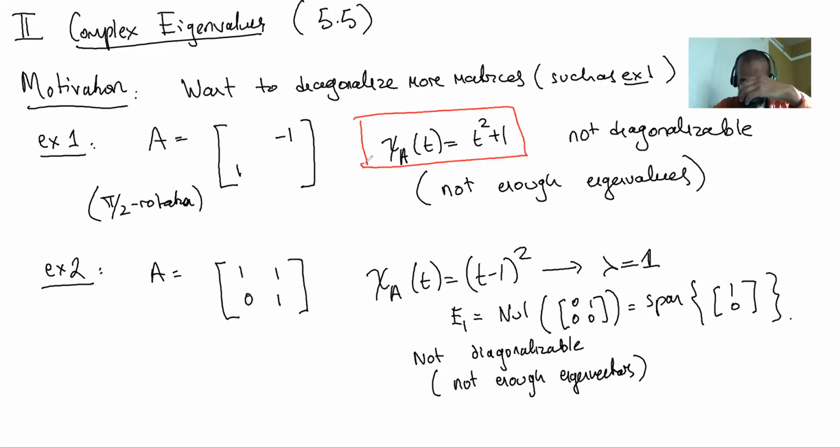So what we're going to do is we're going to introduce complex numbers. So there's no way to diagonalize this actually, even with complex numbers. But we will be able to diagonalize the first example. So let me just say a bit about complex numbers.